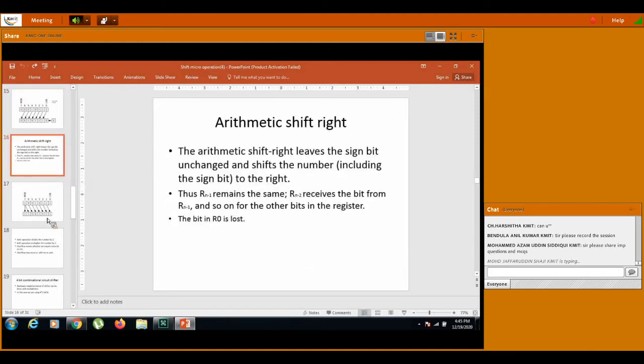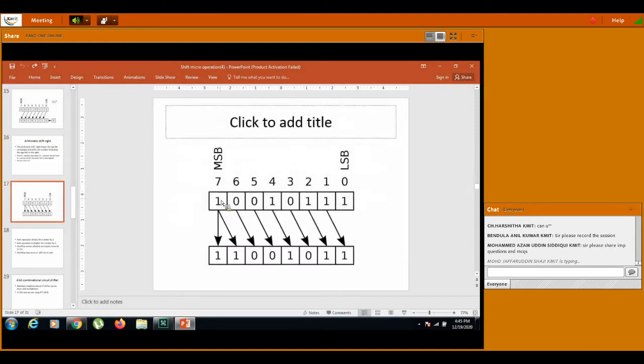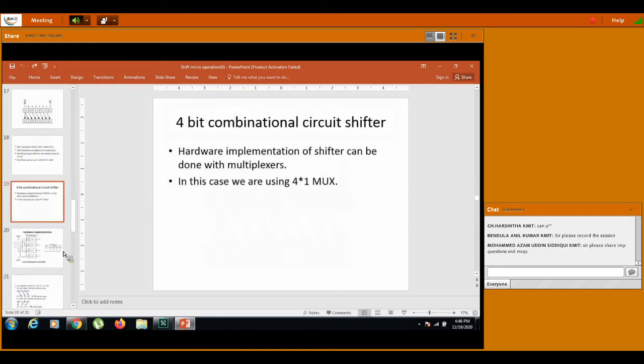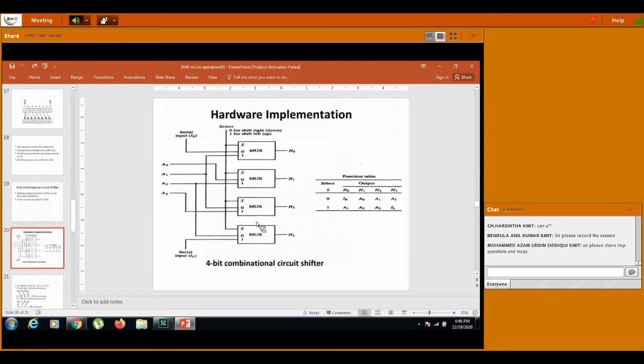Right? In the right concept, you are not dropping the most significant bit. You take that value, keep it in the most significant bit itself, and shift the other bits to the right side. For this, we go for a 4-into-1 multiplexer. So in the 4-into-1 multiplexer, you have four multiplexers, that is H0, H1, H2 and H3.